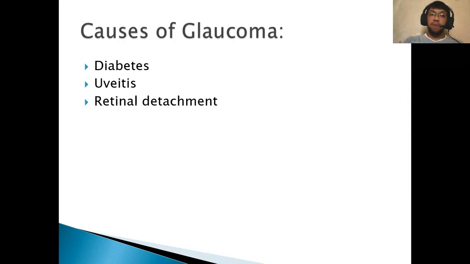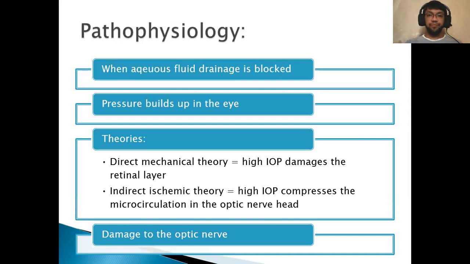Causes of glaucoma can be the following: diabetes, uveitis, so there's an inflammation happening in the inner eye, or retinal detachment. Retinal detachment can happen due to accidents on the patient's head. We have a different topic for that as well.